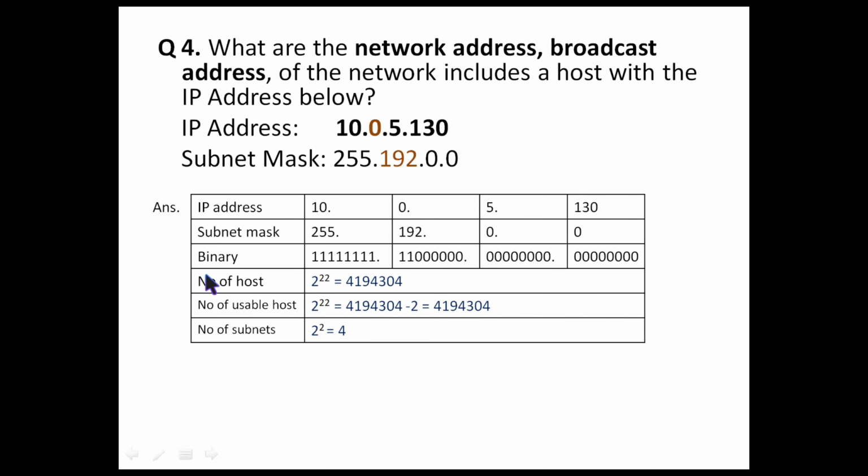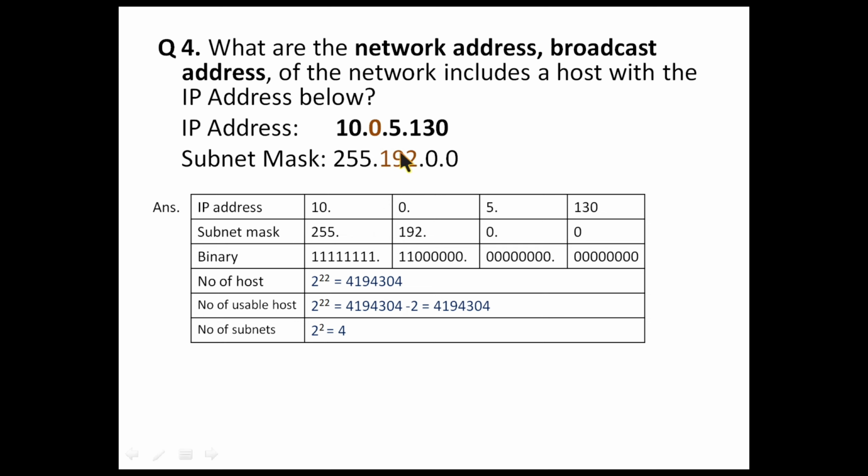In this question, I am going to add something extra: finding the number of hosts, number of usable hosts, and number of subnets. In order to calculate this, we first have to convert this subnet mask into binary. When we convert the decimal 255 into binary, it will be eight 1s, and the zeros will be eight 0s, and eight 0s.